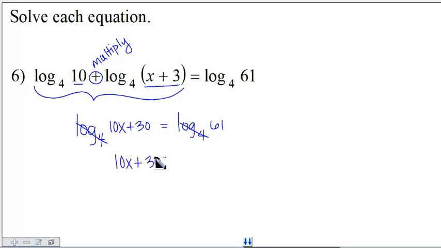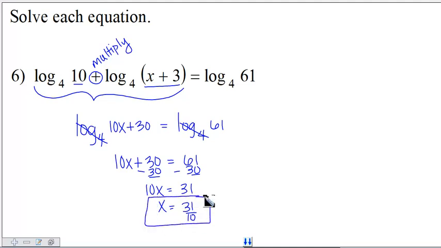10x plus 30 equals 61. To solve, I will subtract 30. So 10x equals 31, and divide by 10. So x is 31 over 10. Double check your answer, and it does stay positive in the parentheses, and so I am okay to go ahead and circle it.